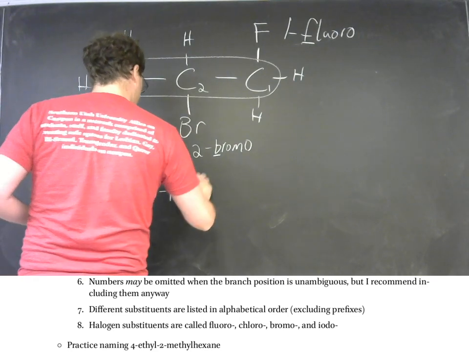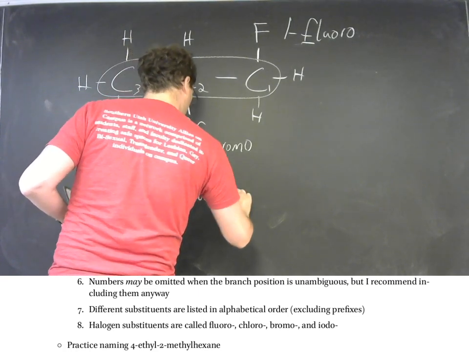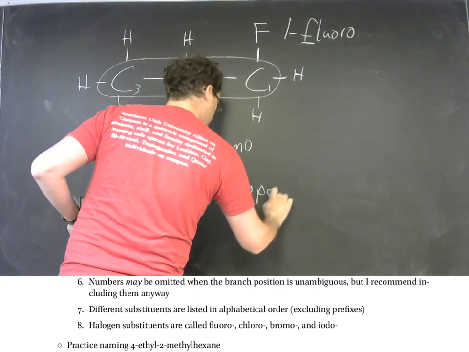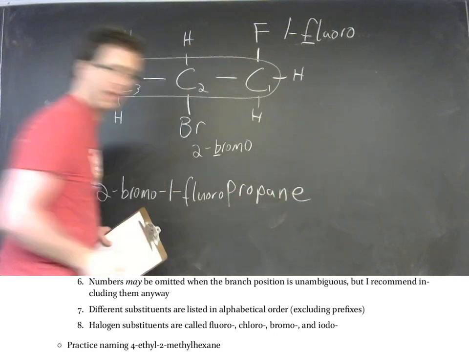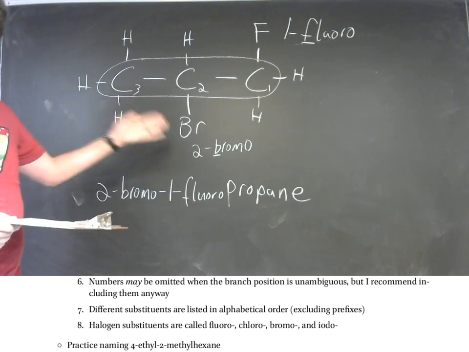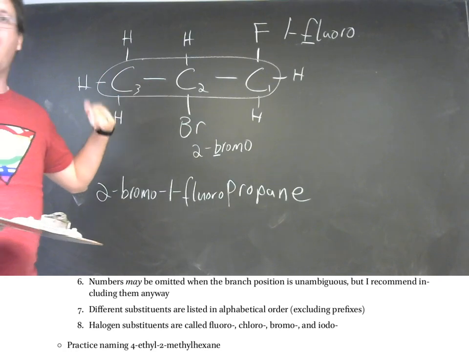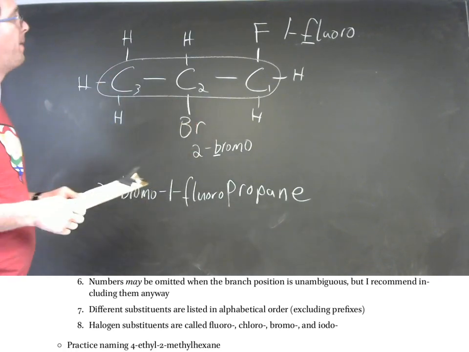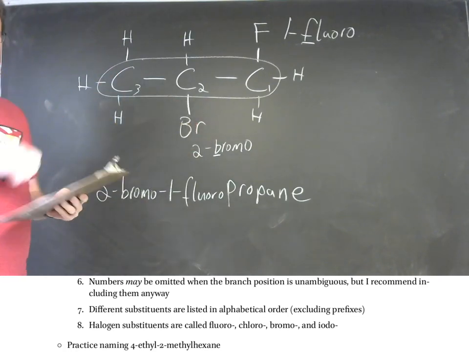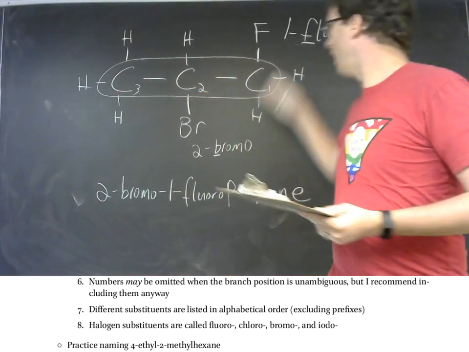2-bromo, 1-fluoropropane. So if you had a chlorine on there, it'd be chloro. If you had an iodine, it would be iodo. And that's where we're going to end with the other elements.